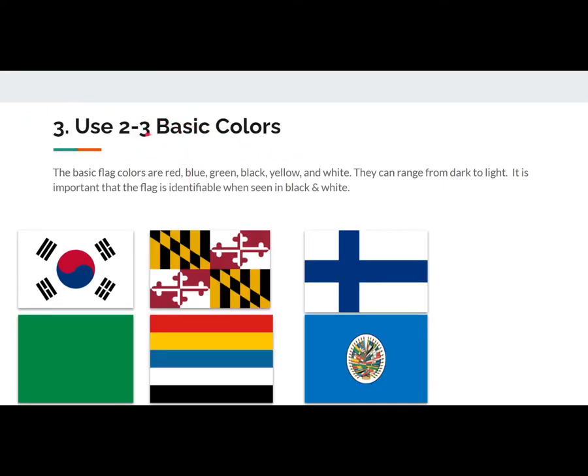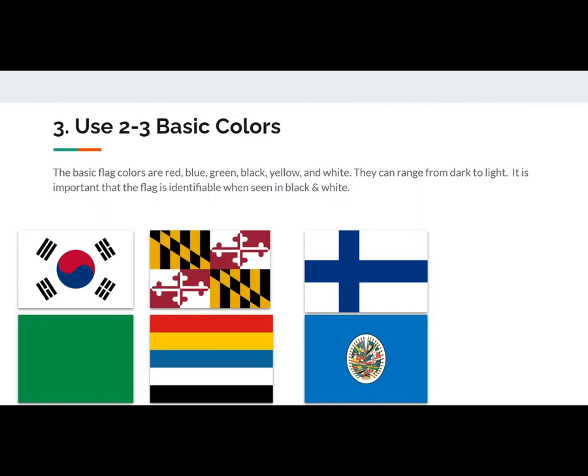Rule number 3 is use 2 to 3 basic colors. Don't get overcomplicated. So basic flag colors, we have red, blue, green, black, yellow, and white, ranging from light to dark. So it's important also that the flag is identifiable when seen in black and white. This is important because, what if you're printing on paper? Well, color printing costs more money, huh? Yeah, it's got to be. Korea is great at this. Again, if we printed this in black and white, we could still see it as the Republic of Korea flag.